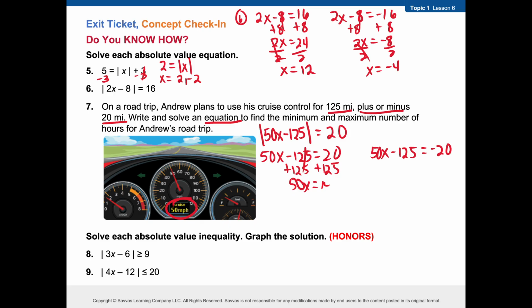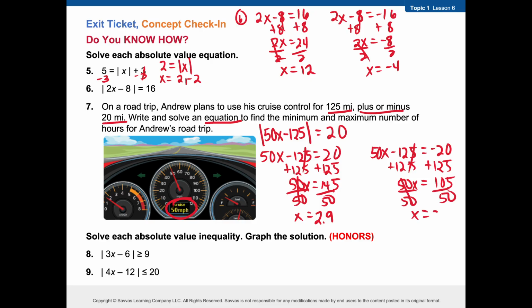50x minus 125 equals negative 20. Add 125. 50x equals 145. Divide by 50. And he can go 145 divided by 50, 2.9 hours. Then plus 125, 50x equals 105, divided by 50. So his minimum would be 2.1 hours. His maximum would be 2.9 hours.